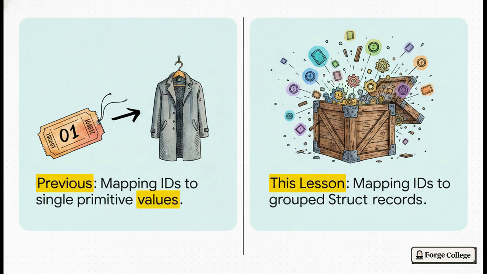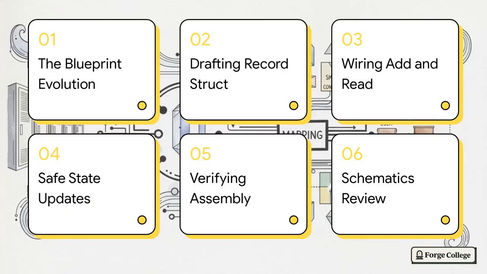Now, if you look at the contrast between where we were and where we're heading, it's pretty massive. In our previous lesson, Mapping Fundamentals in Solidity, we learned how to map IDs to single primitive values, right? Think of it kind of like a simple coat check. One ticket gets you exactly one coat. But in the real world of decentralized apps, things just aren't always that simple. So today, we're drafting a much more sophisticated blueprint. We're mapping IDs to custom grouped struct records, meaning one single ID is now going to unlock an entire profile of interconnected data.